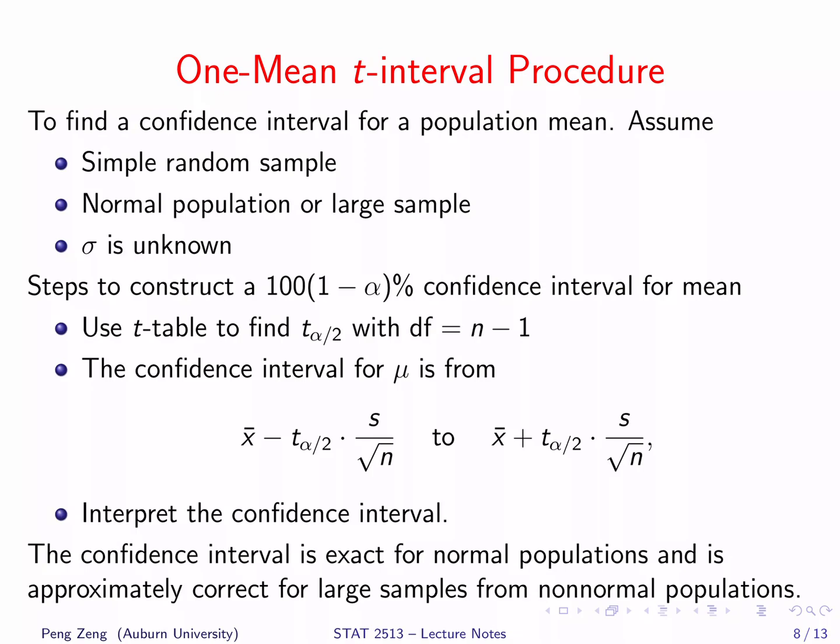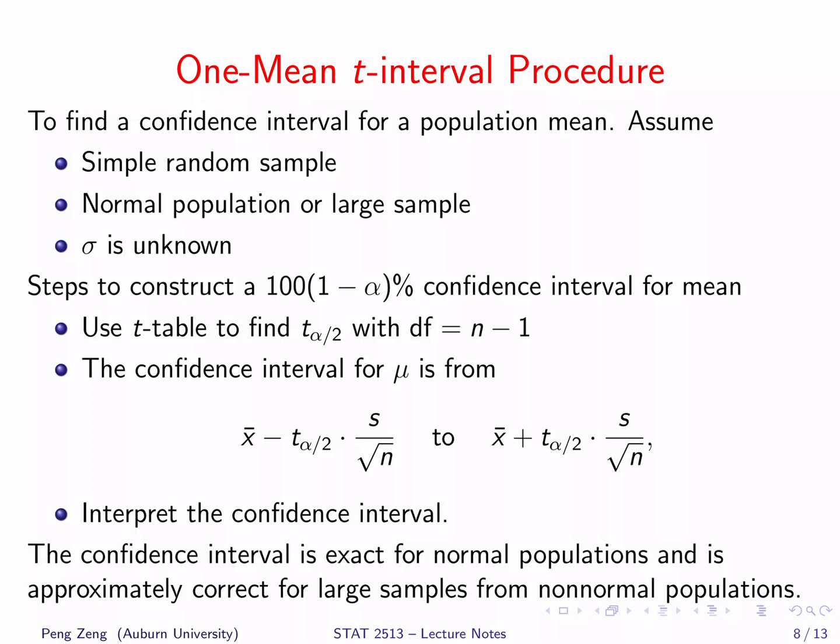Follow the steps to construct a 100(1 minus alpha)% confidence interval for the mean. Firstly, we need to find t alpha over 2. Notice that the degrees of freedom is n minus 1, where n is the sample size. The confidence interval for mu is therefore x bar plus or minus t alpha over 2 times s over square root n. Last, make sure to interpret the confidence interval.